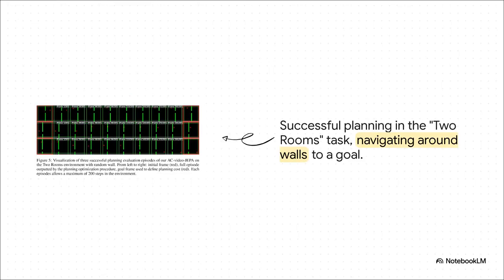And this is what that 97% success rate looks like in practice. In this little two-rooms world, the agent has to get from a random start to a goal, and it has to get around those walls. And what you're seeing here are these beautiful, complex, non-obvious paths that the model planned and executed perfectly to get the job done over and over again.